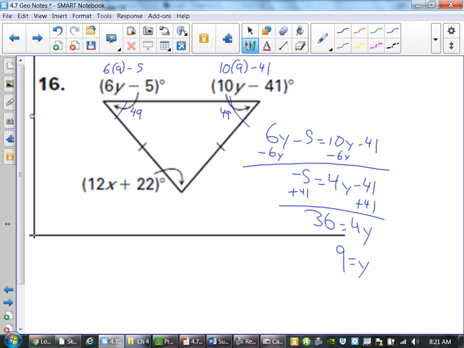180. So if I take 180 next, subtract out 49 twice, I'm left with 82. Sorry. So I find out what that missing angle is. That missing vertex angle has to be 82 degrees because that's all that's left. So you set that equal to your x values.